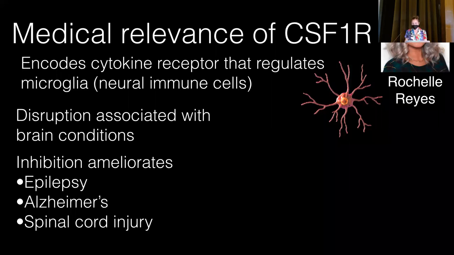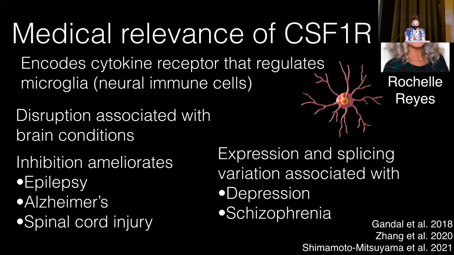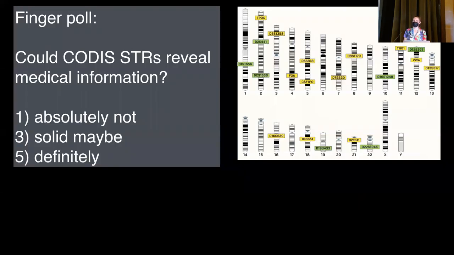But Rochelle found something else that's very relevant to what we're doing. They found quite a few papers showing that variation in expression levels and splicing of CSF1R are associated with depression and schizophrenia. So I'm going to ask you this again. We're doing the finger poll again. Now that I've told the story, do you think that CODIS STRs could reveal medical information? One finger is absolutely not, three is solid maybe, and five is yes.